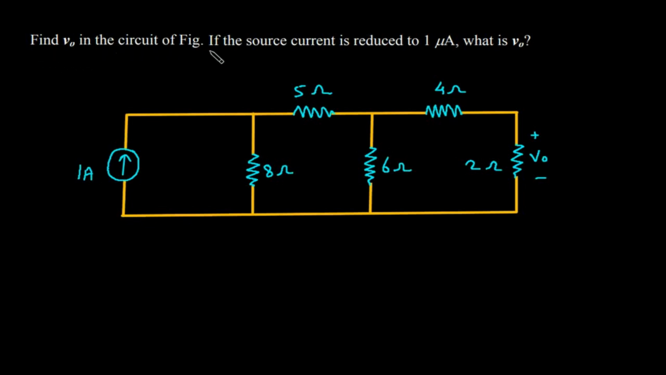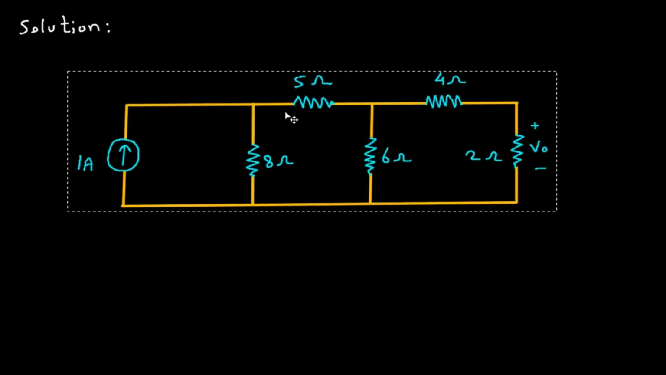Find VO in the circuit of figure. If the source current is reduced to 1 microampere, what is VO? Solution. First of all, we will redraw the circuit.